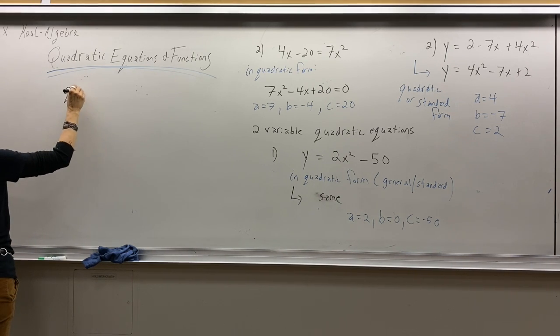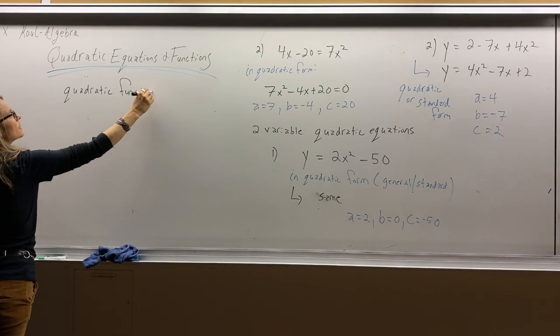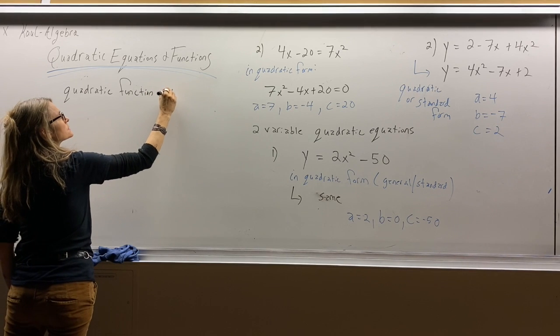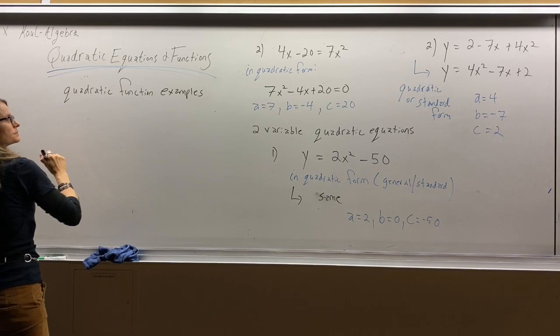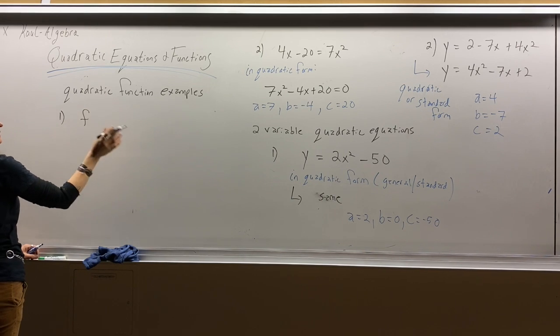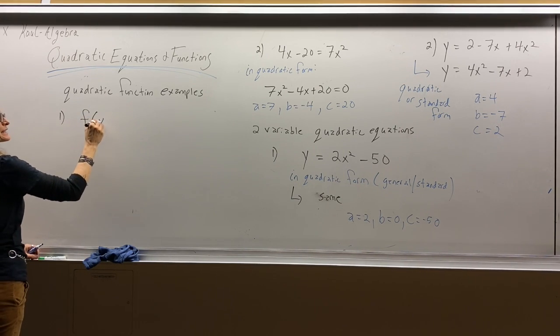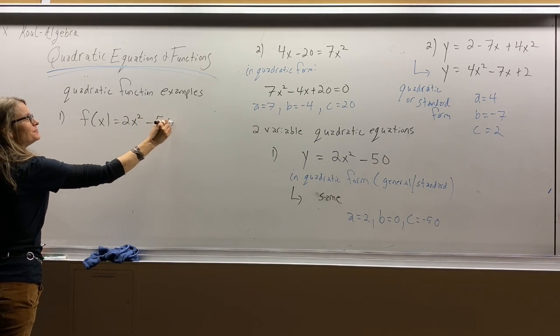Quadratic function examples. Okay, so quadratic function examples. Number 1, we would have, instead of y, f of x equals 2x squared minus 50.